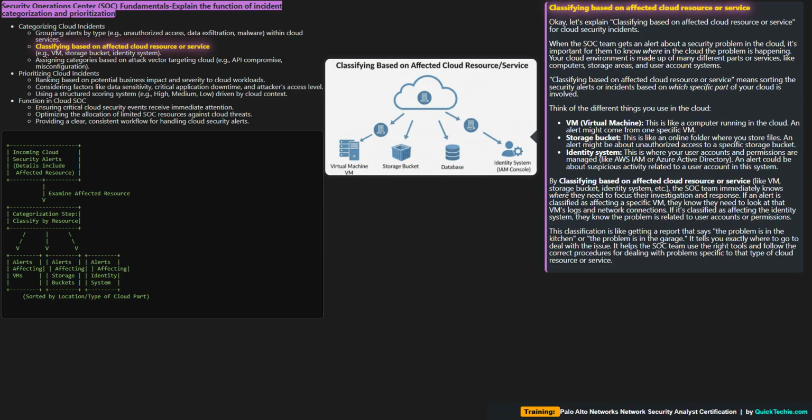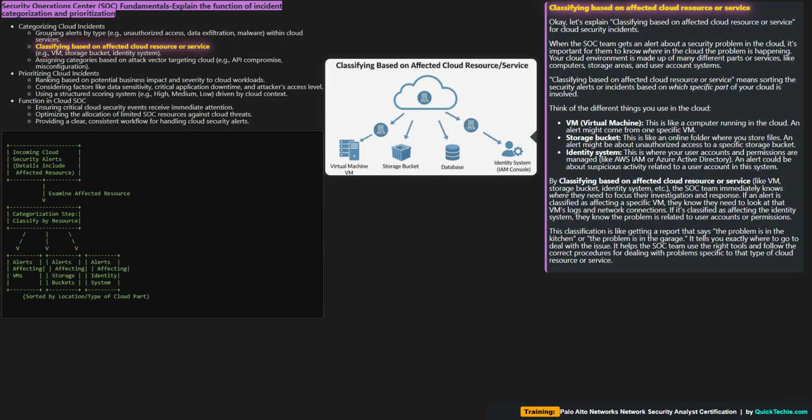Think of the different things you use in the cloud. VM, virtual machine. This is like a computer running in the cloud. An alert might come from one specific VM. Storage bucket. This is like an online folder where you store files. An alert might be about unauthorized access to a specific storage bucket. Identity system. This is where your user accounts and permissions are managed, like AWS IAM or Azure Active Directory. An alert could be about suspicious activity related to a user account in this system.